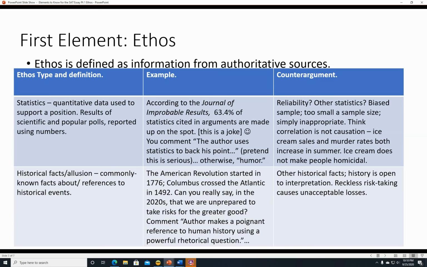So ice cream sales and murder rates both increase in summer. Ice cream does not make people homicidal. Correlation is not causation. So those are things you can think of. Probably not going to help you a lot on the SAT essay unless somebody just makes a really egregious error.